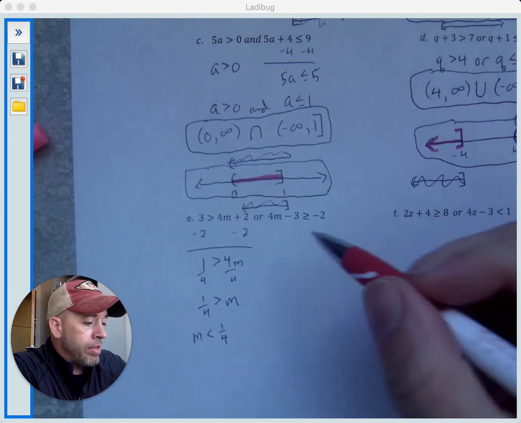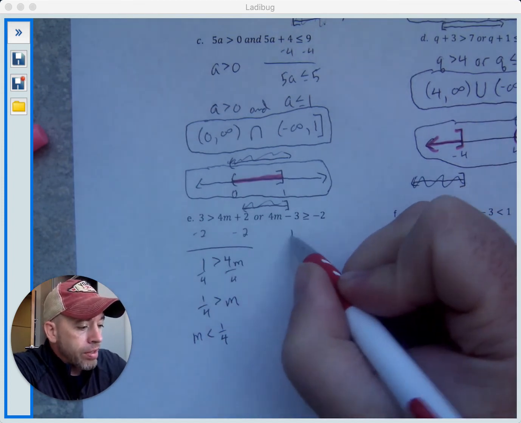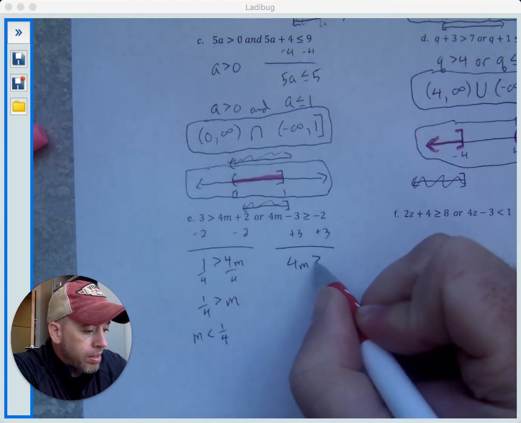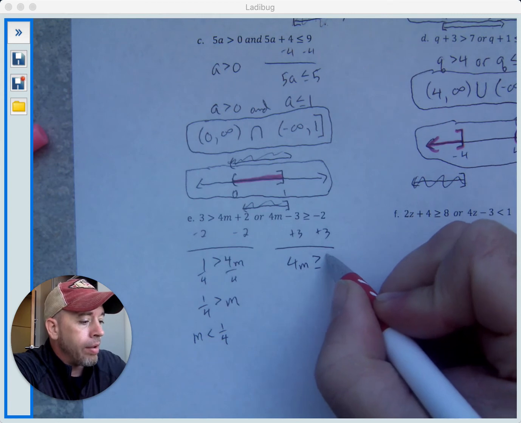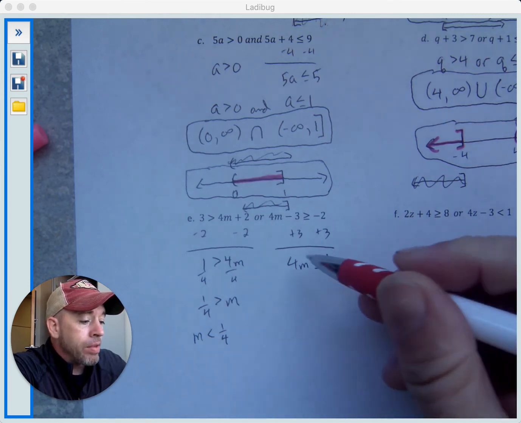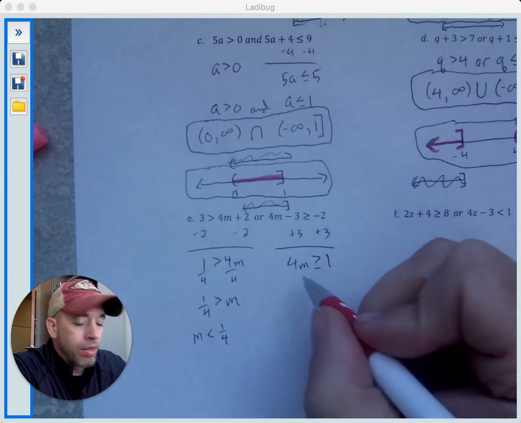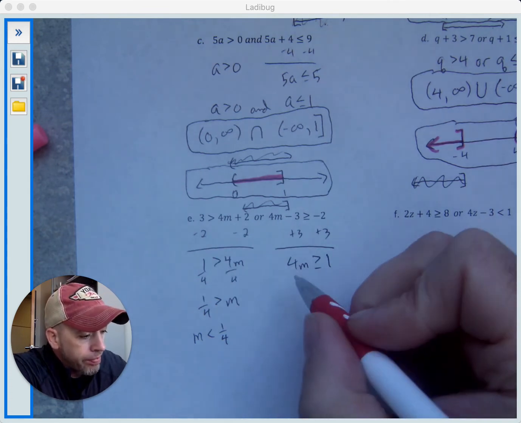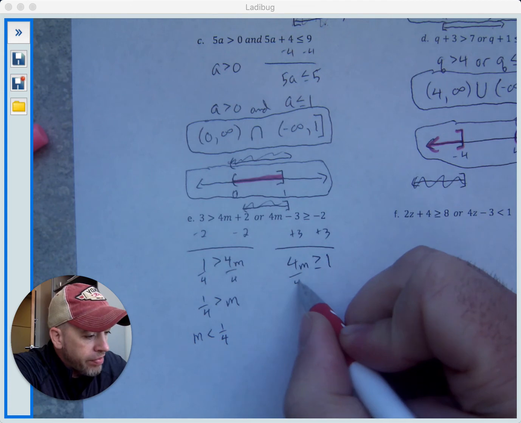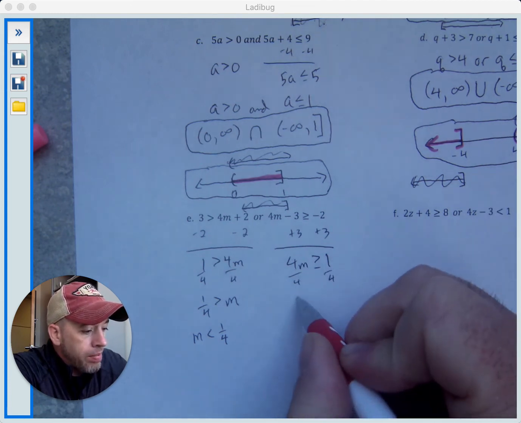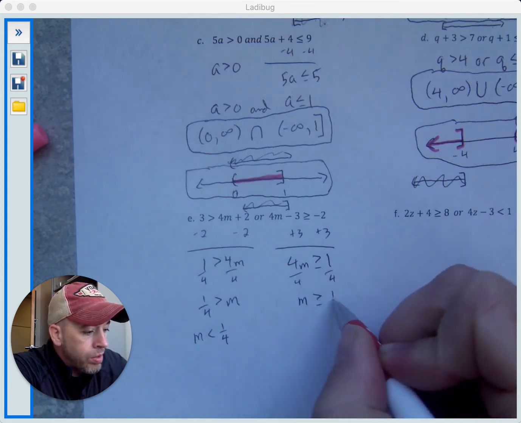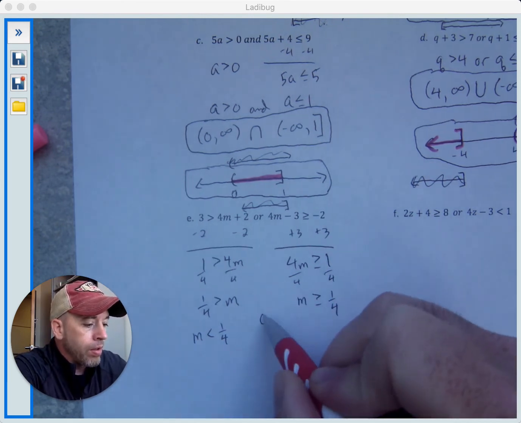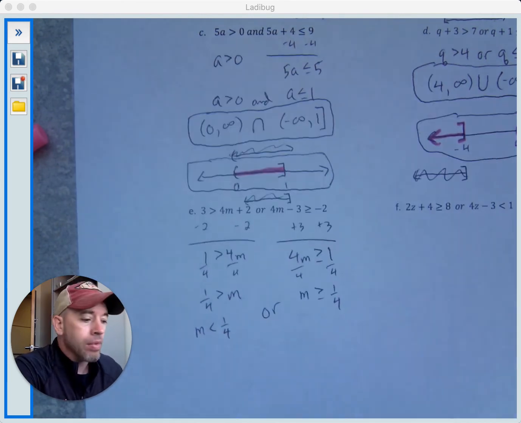This one, the variable is on the left, so that's good, but I'm going to add 3. I get 4m is greater than or equal to 1. And I'm going to divide by 4 again, or multiply by 1/4, which might actually be better in this case, but I'll go ahead and divide by 4. So I get m is greater than or equal to 1/4. Okay, so we have this inequality or that inequality, right?